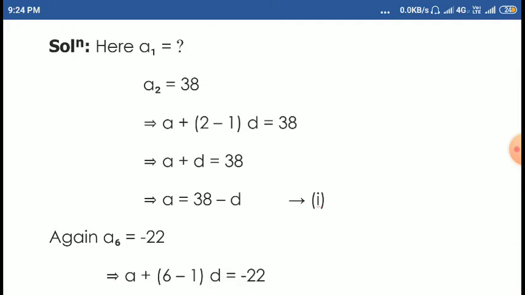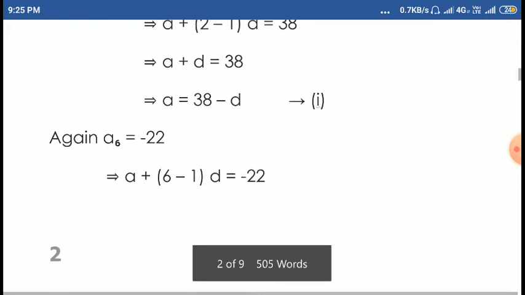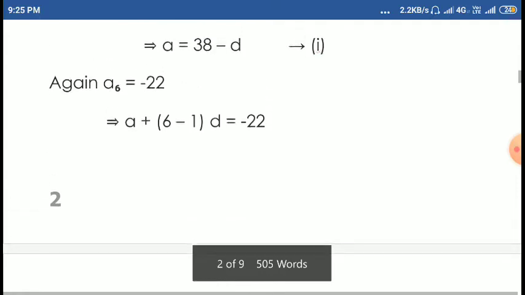Here A1 is not given, that is why it is a question mark. The second term A2 is given as 38. Just use the formula for any term. So A2 is equal to A plus (2 minus 1) into D, equal to 38. So you get A plus D equal to 38. Then A can be determined: A equals 38 minus D. D on the other side, it will be minus. Say this is equation number 1. So A equals 38 minus D.